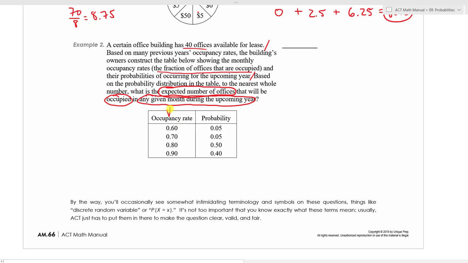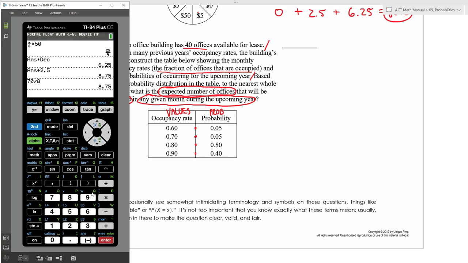So here's what I'm going to do. I've got values here, and I've got probabilities here. And remember, if we want to find expected value, we can multiply the probability times the value, do that for all of these rows in this table, and then add all of those products up, and we'll get our expected value. So if I do that times that, that times that, and so on, here's what I get. I'm going to do 0.6 times 0.05, and I get 0.03.